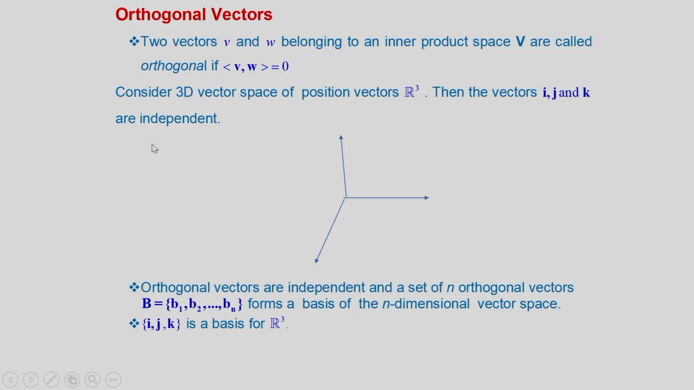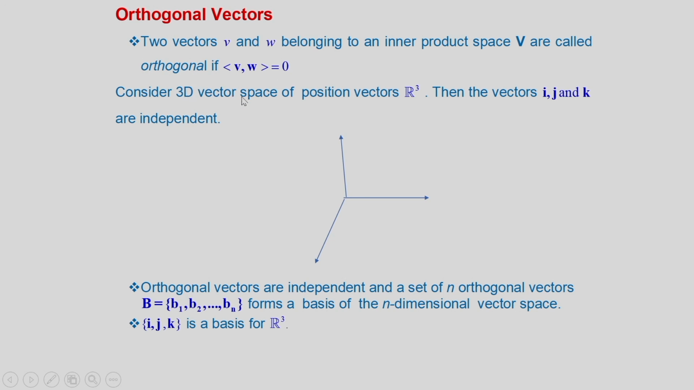So, the concept of inner product can be used to define orthogonal vectors. Two vectors v and w belonging to an inner product space V are called orthogonal if the inner product of v and w is equal to 0. Just like in three-dimensional space, when the vectors are perpendicular, the dot product is 0. The same concept is used here. Two vectors will be orthogonal when their inner product is equal to 0.